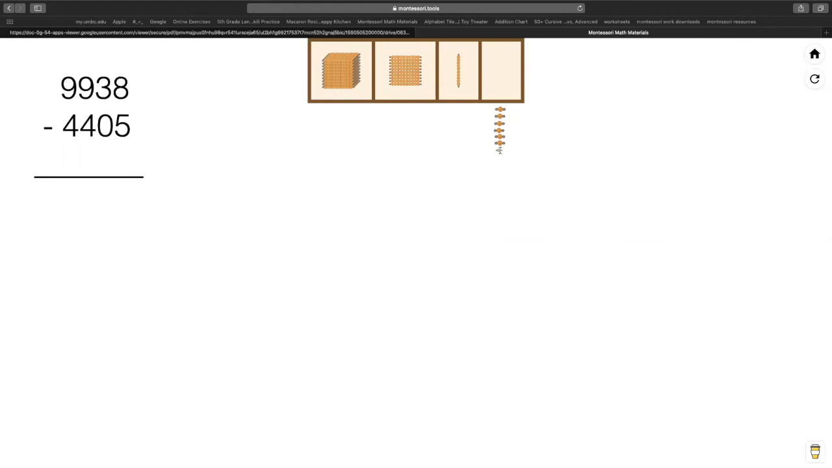Hi, Alicia. We're finding our first math problem, 9,000s, 900s, 3 tens, and 8 ones, minus 4,000s, 400s, 0 tens, and 5 ones. It's the very first one on your piece of paper.